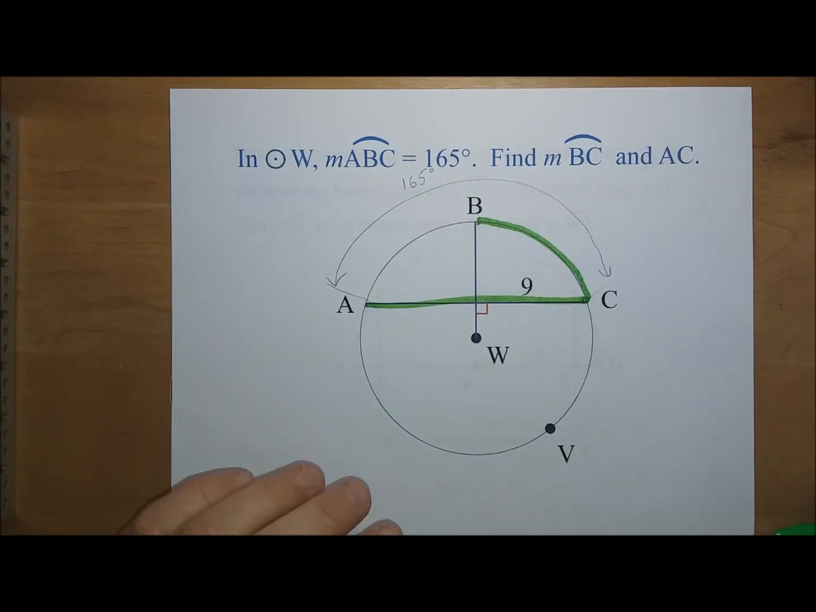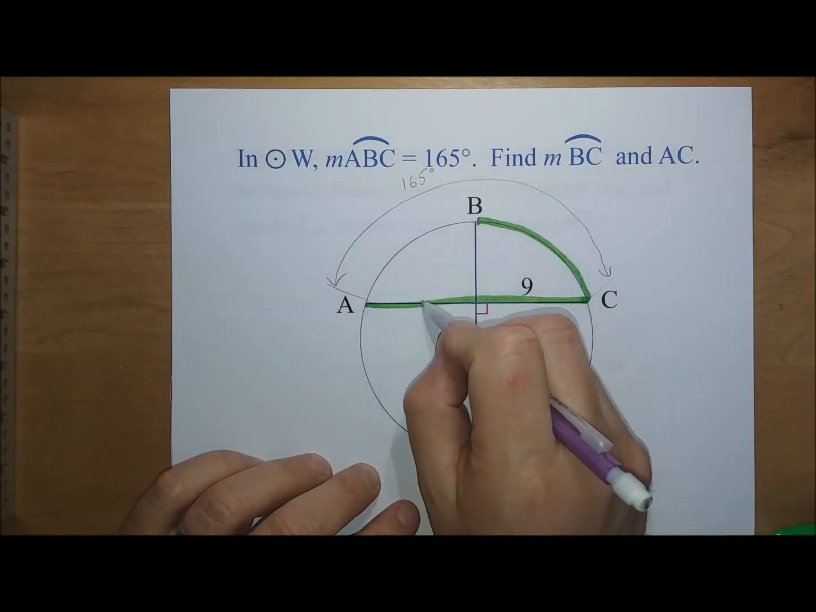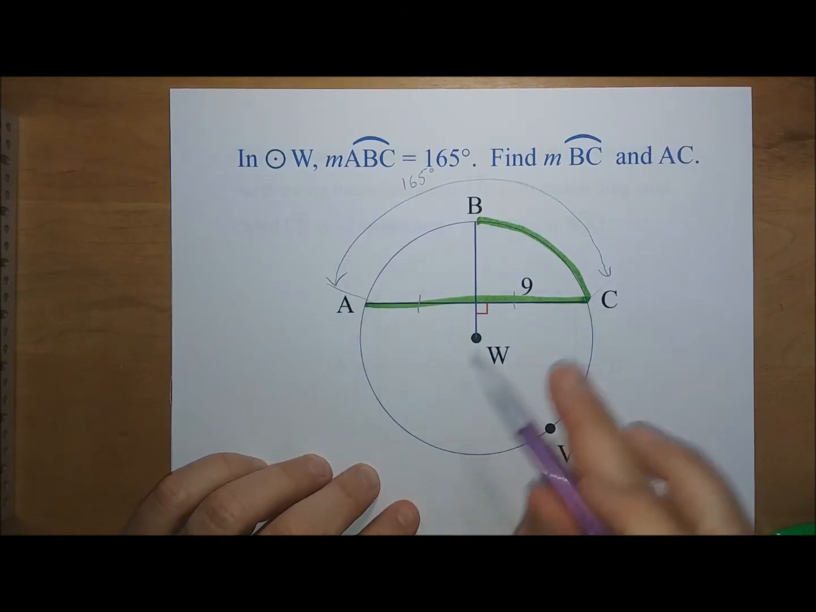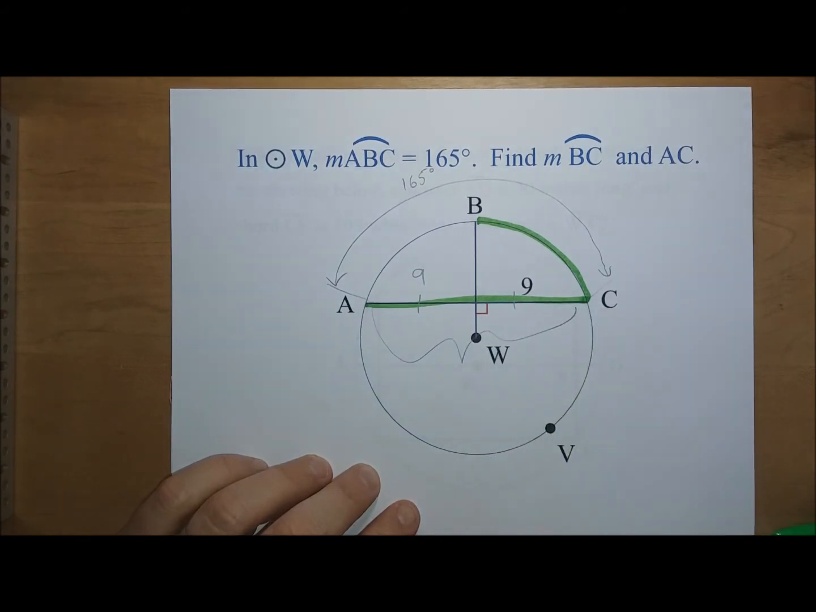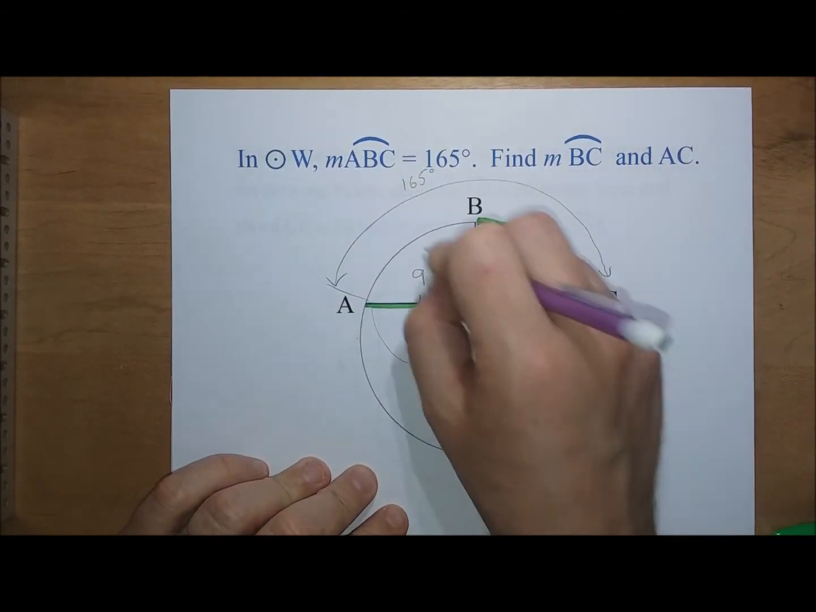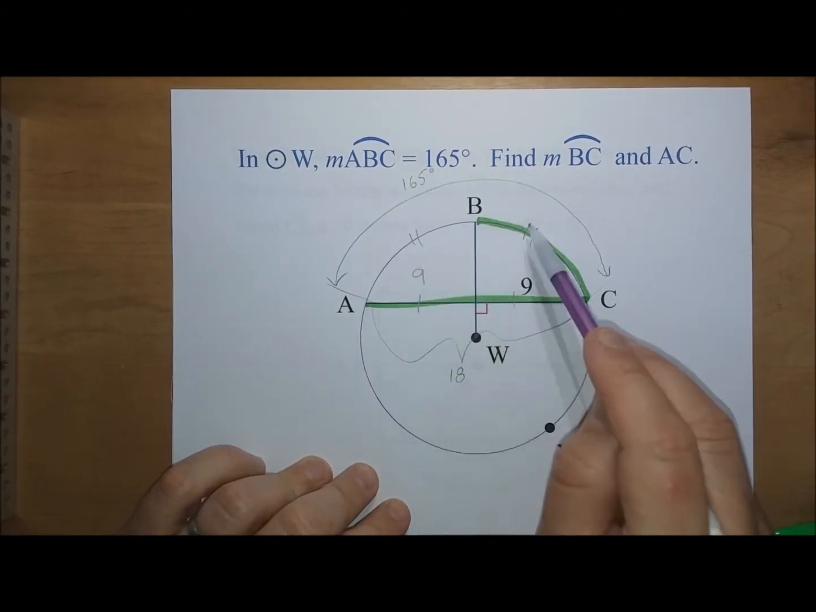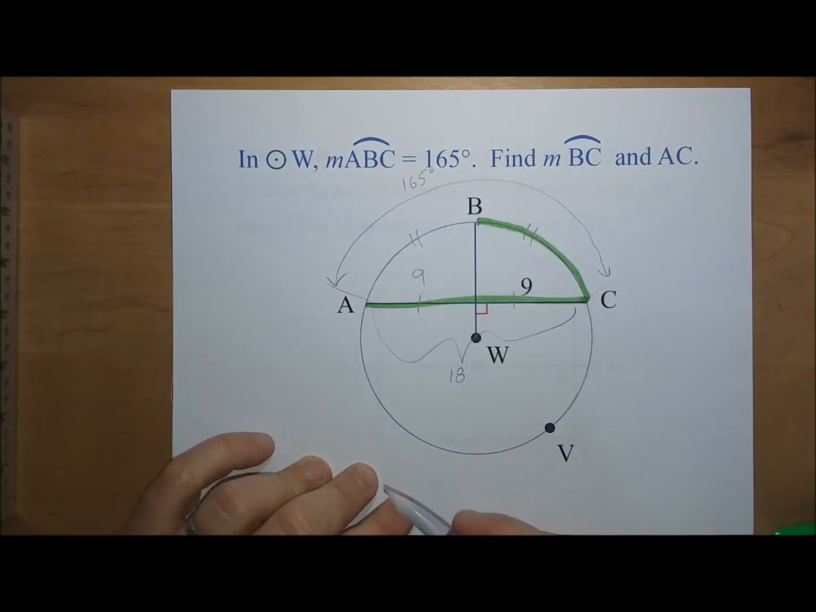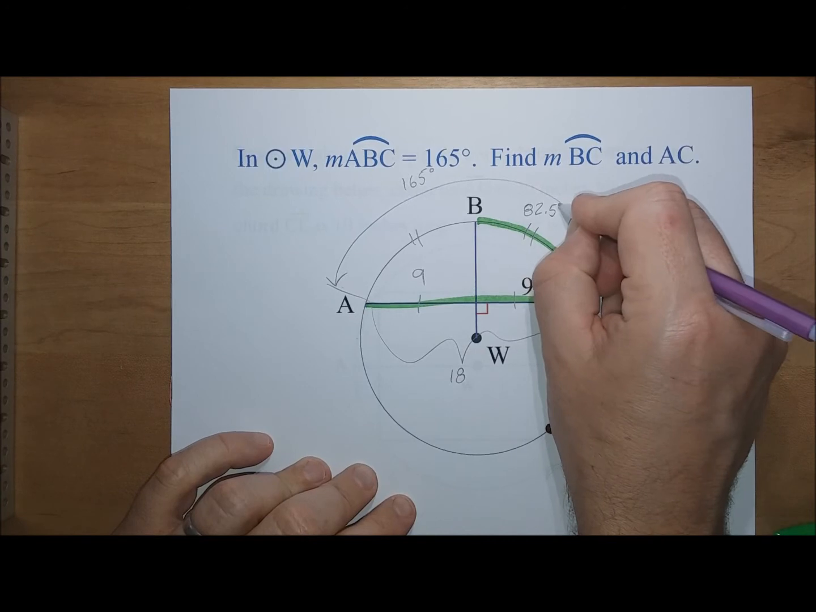Okay. Now again, we see this radius BW, and it's perpendicular to the chord, so we can conclude that it must be bisecting that chord. So if this segment is 9, this segment is 9, and therefore AC would be 18 units long. Now we also know that it's going to bisect the corresponding arcs, right? And therefore, if this entire arc is 165 and it's been bisected, it's been cut in half here, then arc BC must be half of that. It must be 82.5 degrees.